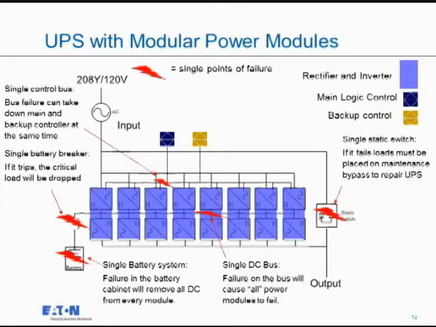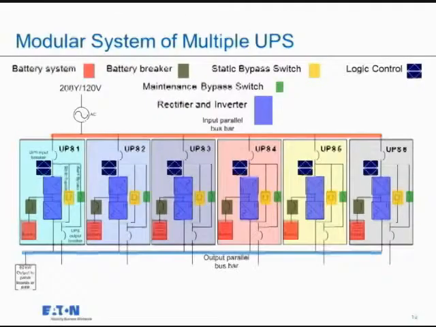What we're doing today, and the right way to do it, is to really create it at a system level. We're starting with an input bus, tying them together on an output bus, but then we're putting in 6 individual standalone UPSs into the circuit. Right? They each have their own rectifier inverters. They each have their own battery systems and associated battery breakers. They each have their own static switches. Likewise, their own individual controls and their own maintenance bypass. They are a standalone UPS.